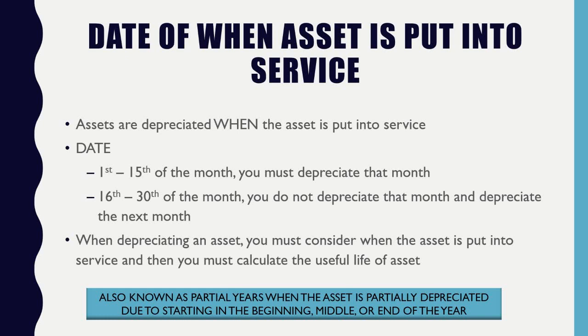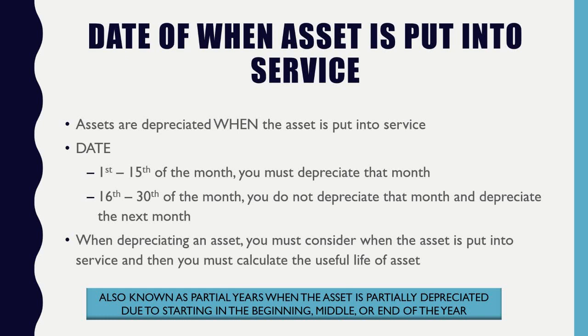Then we're going to be talking about the date that you place the asset into service. When we place our assets into service, we must treat our assets like our children. When a child is born October 1st, you don't say it's one whole year old once it's December. You depreciate it as soon as you put it into service. If it was born October 1st, it won't become one until October 1st of the next year.